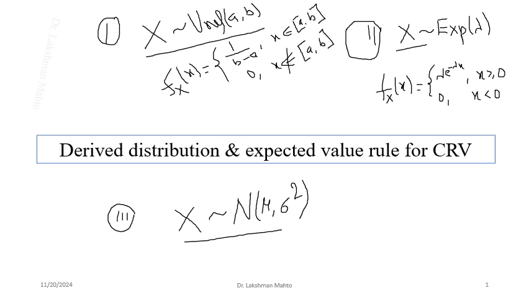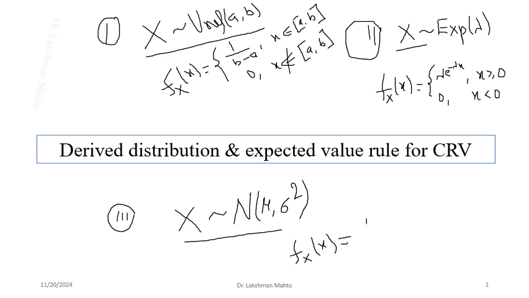And what is the probability density function of this? It takes the form of an exponential function, f of x, and it is very much symmetric. It has a single form, not a bifurcated form. This one has two components, but in the normal distribution you will get a single component.